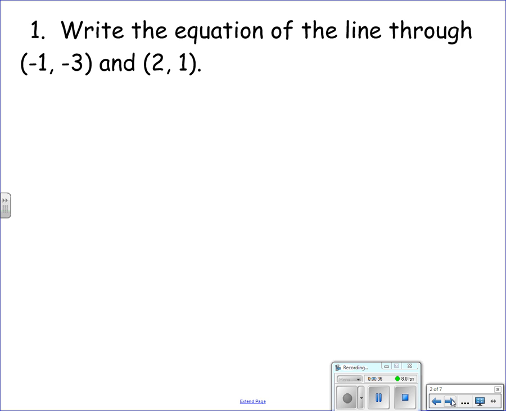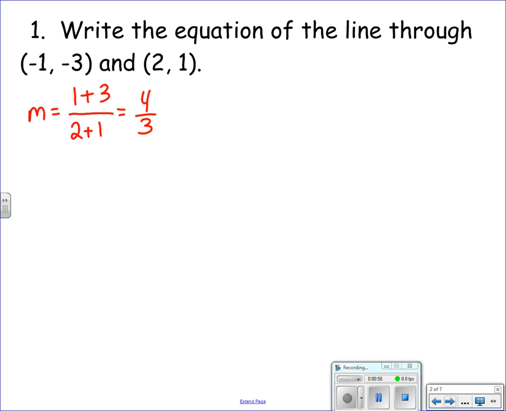So write the equation of the line through (-1, -3) and (2, 1). So we first have to find our slope. So remember, that's rise over run. I'm going to do 1 minus a -3 to make it positive, and 2 minus a -1. I get 4 over 3.